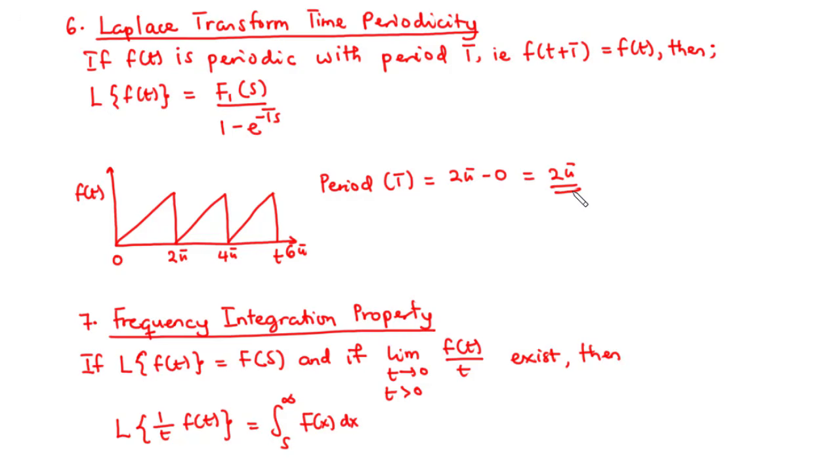Now moving on to property 7, we discuss the frequency integration property. So if the Laplace transform of f of t is equal to capital F of s, and if the limit of f of t divided by t as t approaches 0 from above exists, then the Laplace transform of 1 over t times f of t is equal to the integral from s to infinity of the function F of x dx. Now as I said earlier on, we are going to discuss extensively these two properties in the subsequent videos.